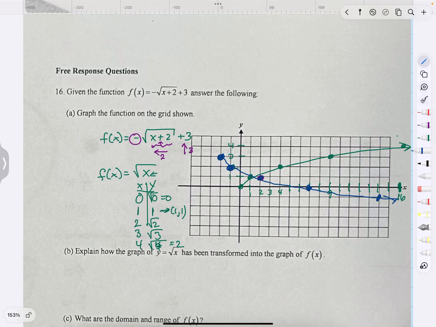So it's the blue one, and then you go back if you need to, and you erase that guy. You say, that's not my graph. That one's my new graph. That's what my f of x equal to the negative of the square root of x plus 2 quantity plus 3 looks like. Upside down, shifted left 3 from the origin, or sorry, left 2 from the origin and up 3.